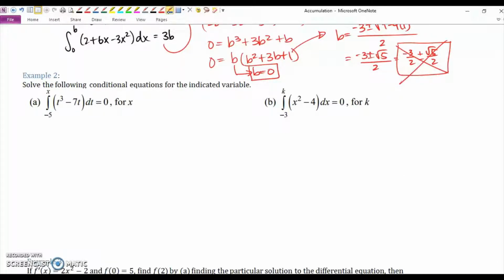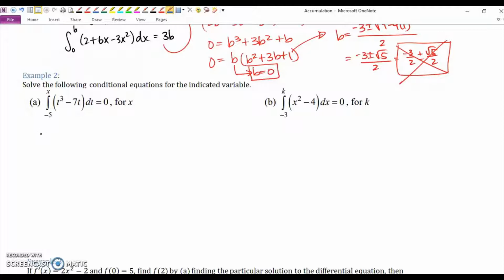Example 2, now look at that, from -5 to x, they're not even messing around with us anymore. They're like, from -5 to x, I want you to find that equation when it is equal to 0, and tell me what x value that is true for. All right, same kind of thing. I am going to figure out, first of all, what this is.